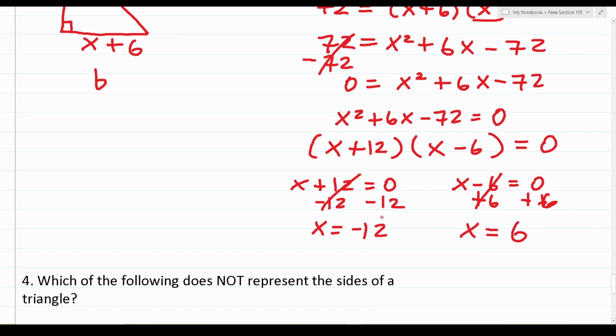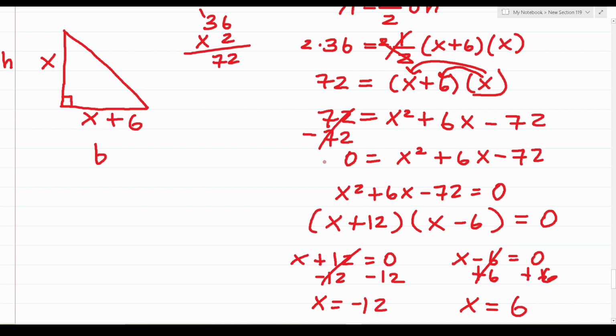Well, let's think about this. We know that the height of our triangle is x. Do you think it can be a negative value? It can't, so we know that's not correct.